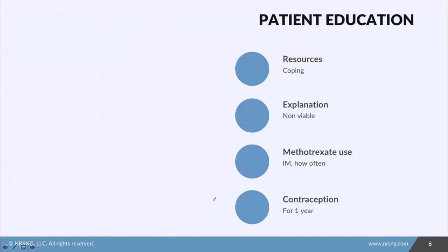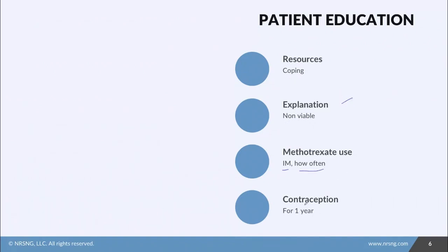What do we want to educate her on? We want to give her resources that she needs just to help her cope with the loss of this pregnancy. Although it wasn't a viable pregnancy, in her mind, she still thought she was pregnant. And it's a lot to process because now she can't conceive for a year. So we want to give her some resources to help and offer an explanation as to why it's non-viable. Remember, they get that positive HCG level in their urine. And so we want to help give an explanation as to why this is not a viable pregnancy, because it's so rare that they probably haven't even ever heard of it. And then methotrexate use. We're going to be giving it IM, so they need to know that, and then how often they're going to be getting it.